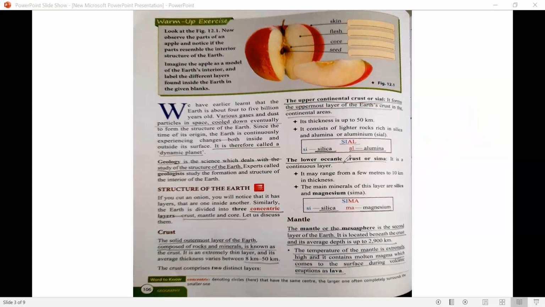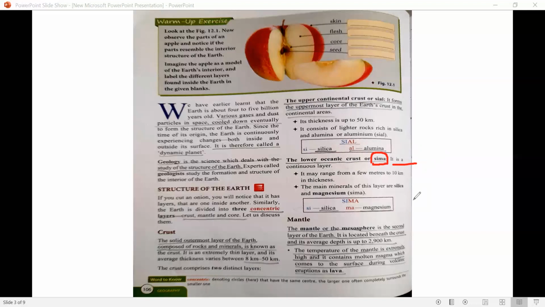Now, if we learn further, there is one more layer, which is the lower oceanic crust, which we can name SIMA. Now, I'm not talking about your friend who is living in the neighborhood. I am talking about the lower oceanic crust, which is also known as SIMA. It is a continuous layer. Why is it a continuous layer? Because it has many types of layers inside it also.